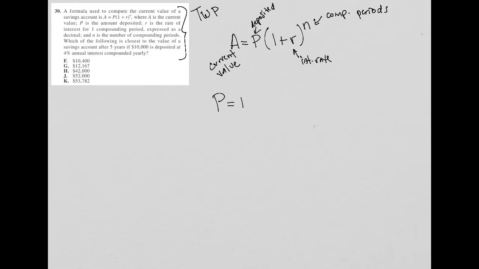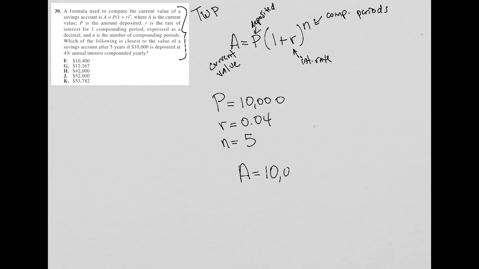So that means P would be $10,000 at 4% annual interest. So that means R would be 0.04, so we want that in decimals. Interest compounded yearly, so that means that n would be 5 because we were just told that it's 5 years. So I'm going to throw all of that information into the formula that was provided.